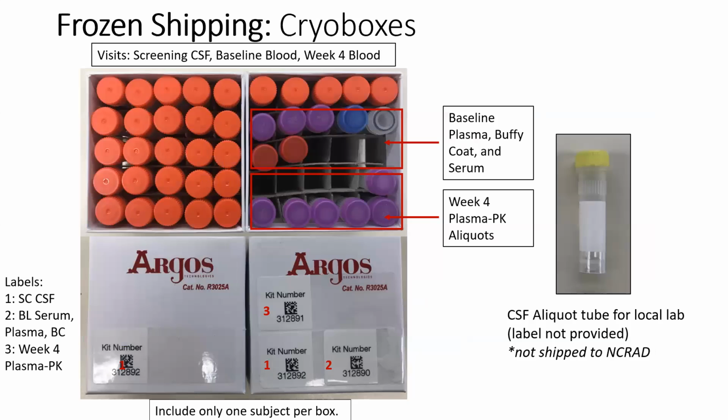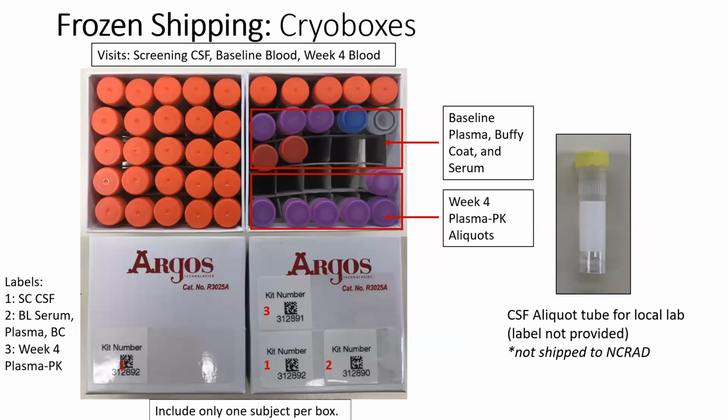But we do ask you to place the kit number label from each different visit on the outside of the box. So you'll see on the box on the left that only has 1 visit in it, which is screening CSF. It only has 1 kit number label. But in the box on the right, that has 3 different visits in it, so we have 3 different kit number labels on the top of that box. This really helps our accessioning team to know what's in the box and how to tie it to each visit. So it's really important to put the right kit numbers according to whichever visits you have in the cryo box.